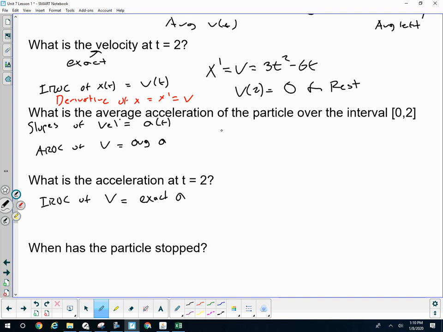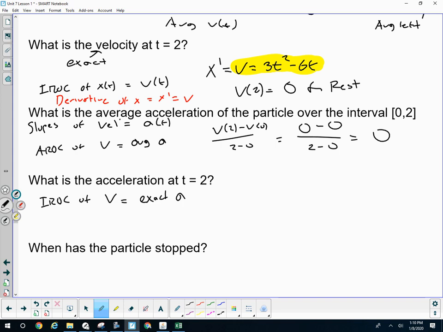Okay, so let's start on the top one. Average rate of change of v, I'll just need v of 2 minus v of 0 over 2 minus 0. I've already done a lot of the work. V of 2 is 0. I have v. Let's make sure we recognize what v is. V is 3t squared minus 6t. If I plugged in 0, I also get 0. So I get 0 minus 0 over 2 minus 0. So it looks like my average acceleration is 0.